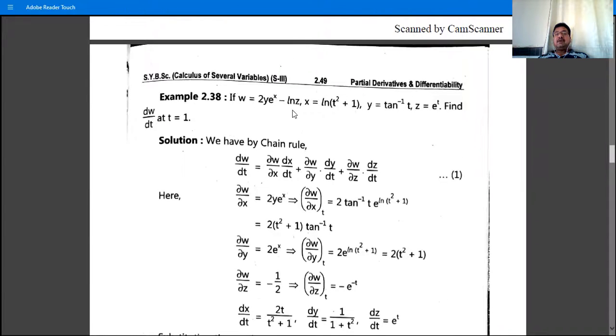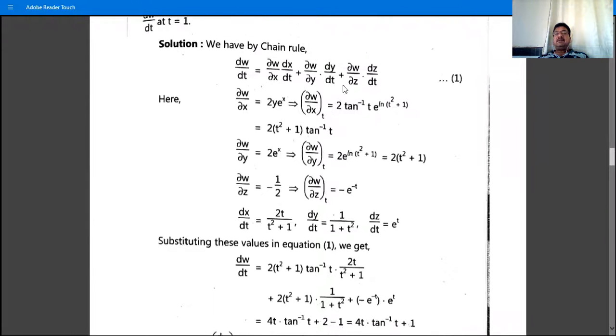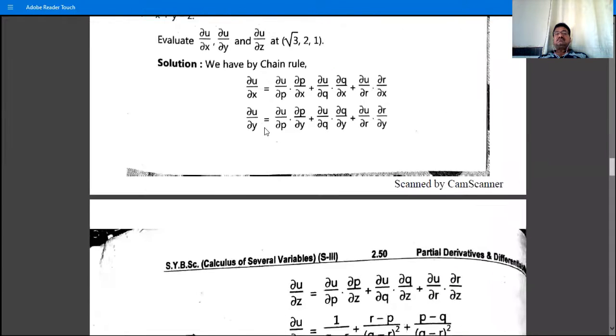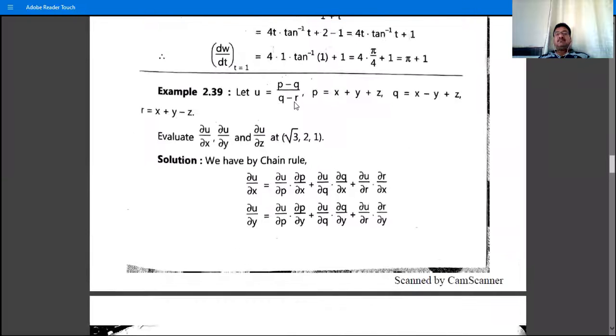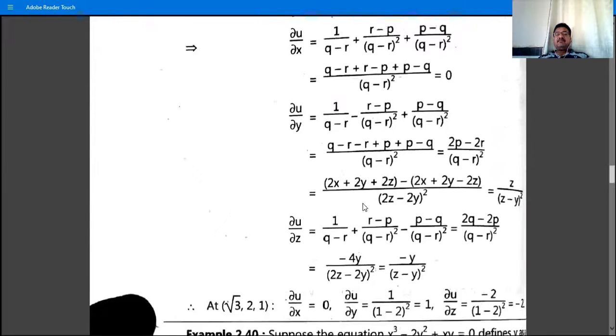W is a function of x, y, z, and x, y, z are functions of t, and so dw/dt is ∂w/∂x dx/dt plus ∂w/∂y dy/dt plus ∂w/∂z dz/dt. Substitute the values, find the value at t equal to 1. So this is the problem. U is a function of p, q, r, and p, q, r are functions of x, y, z. So we have chain rule. By using chain rule, ∂u/∂x, ∂u/∂y, ∂u/∂z.